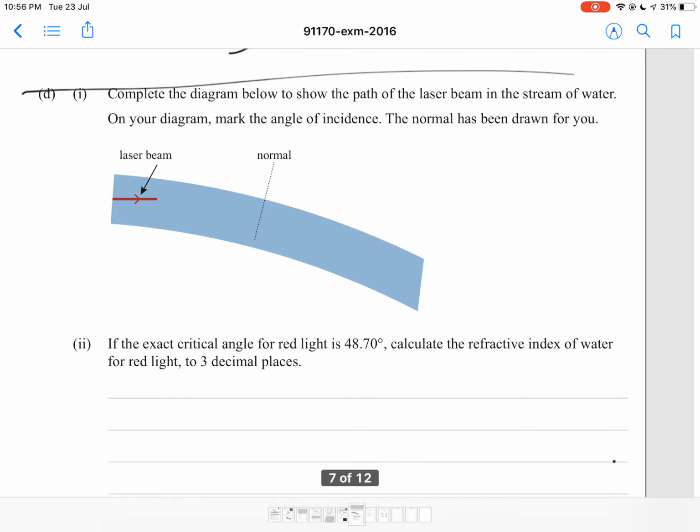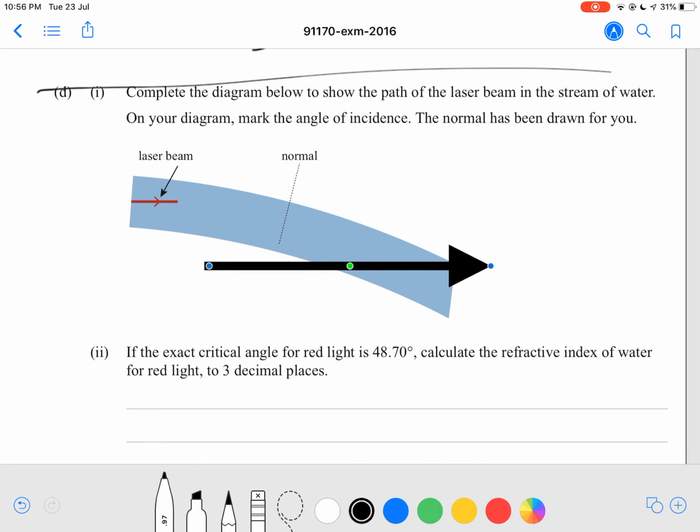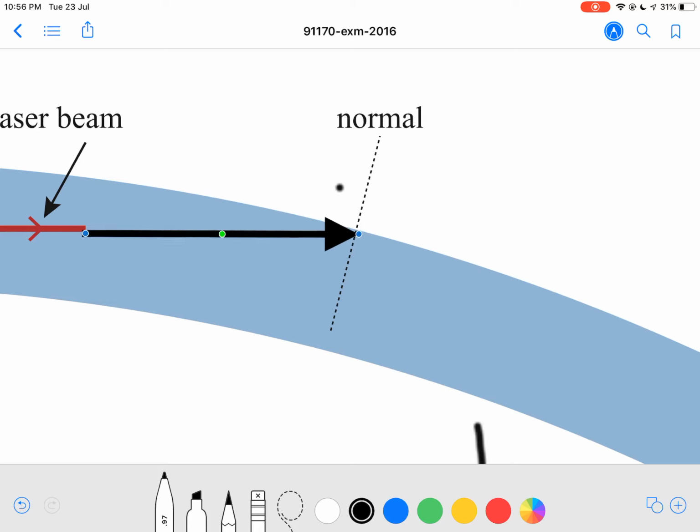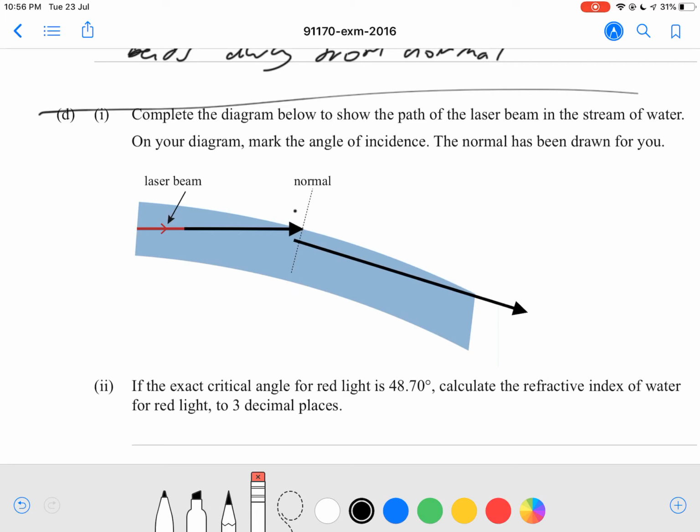Alright, so obviously it wants you to show the total internal reflection, okay? So if I continue this ray, it is going to hit the normal, and it's going to bend so much, it's just simply going to bend right back into the perspex, or whatever is said, glass. Total internal reflection occurs. So the ray is going to bend back into the more dense medium.